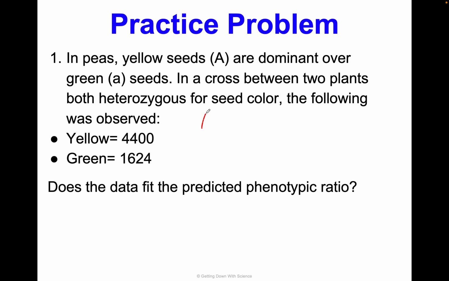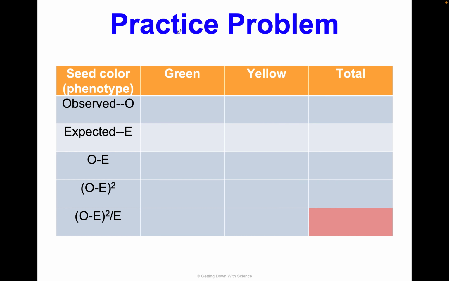Well, first we're going to do a test cross, right? We got Aa, and then Aa, because they say both parents are heterozygote. This should give us a 3-to-1 ratio. Total number of plants here, you got to add them up: 4,400 plus 1,624 is 6,024. And then 75% of this would be, which one's dominant here? Yellow. And 25% of this number should be green. That's what we're expecting.